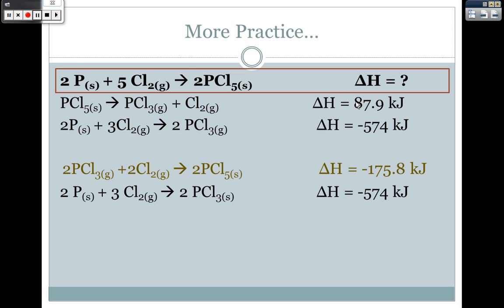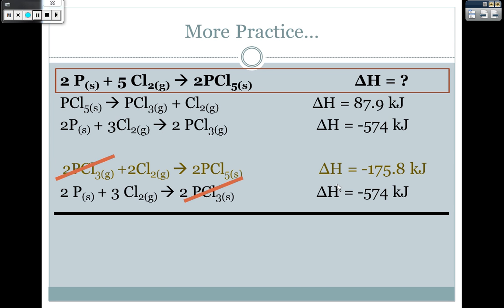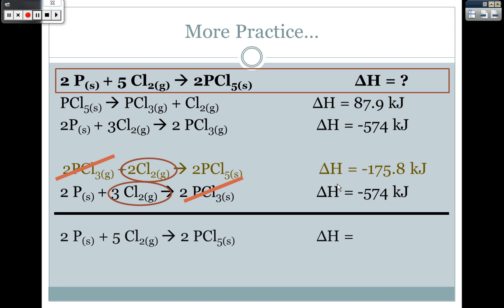And then we still have that same reaction from above. I've just written it down here. Now, if you look, we can cancel out our 2 PCl3s, and then we're left with 2P plus 2 and 3 Cl2 makes that total 5 that we're looking for, and we're making 2 PCl5. So we have that reaction now. These are, again, additive, so you can add compounds together if they're on the same side. So our enthalpy change is just going to be the addition of negative 175.8 kilojoules plus negative 574 kilojoules. And that's going to be equal to negative 749.8 kilojoules. Okay?